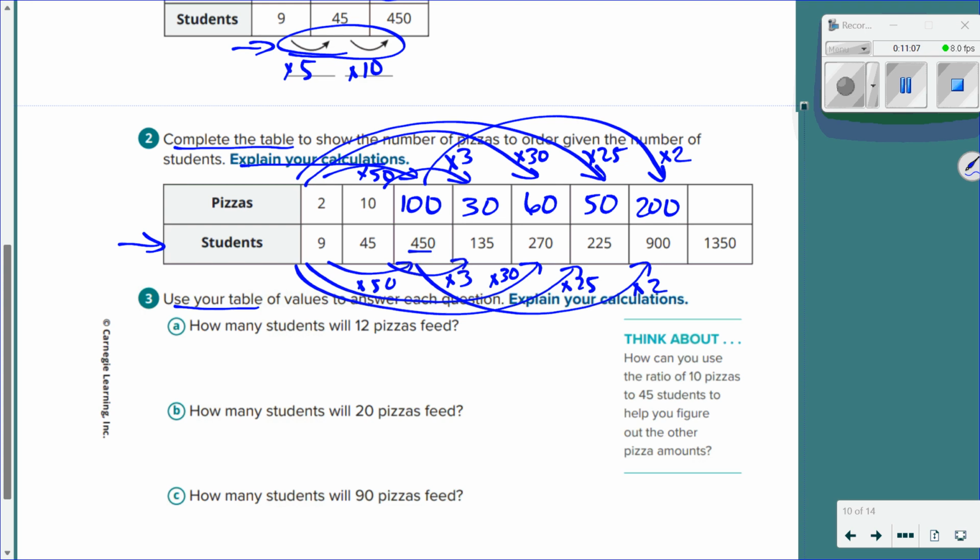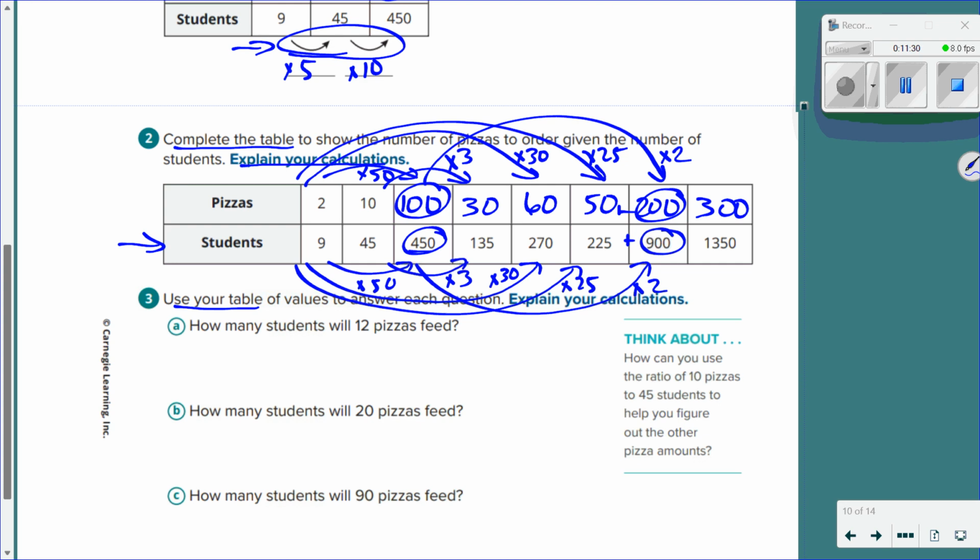What about 1350? 150 times 3. Okay. I'm going to go a little different. I'm going to say 450 plus 900. And so 100 plus 200 gives me 300. Couldn't you just do like 9?